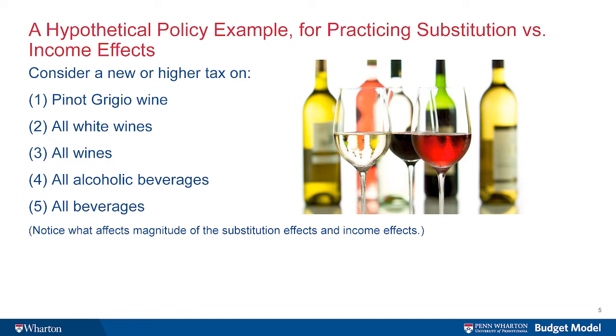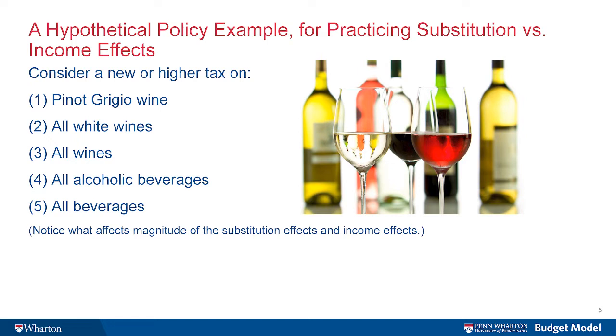And as we move from the narrowest base to the broadest base, the substitution effect gets smaller, but it's more and more likely that people will not change their behavior in order to avoid the tax, so they will pay a tax, and there will be income effects, meaning people's real income will go down. They will feel poorer as a result of this new higher tax.